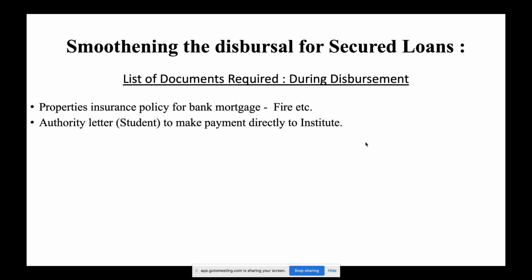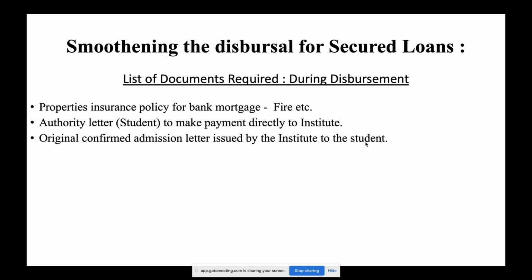They'll ask you for an authority letter, wherein you authorize payment directly to the institute. This is pretty straightforward. It's an authority letter from your side, so that the bank can pay your institute directly. They will ask you for an original confirmed admission letter. Now, in most cases, when we apply, we get a confirmation through email or on the portal. So it becomes tricky at this point. Sometimes they might insist on a PDF document or a letter of confirmation. So just ensure you have that, so that you don't need to call your college at the end of the day.